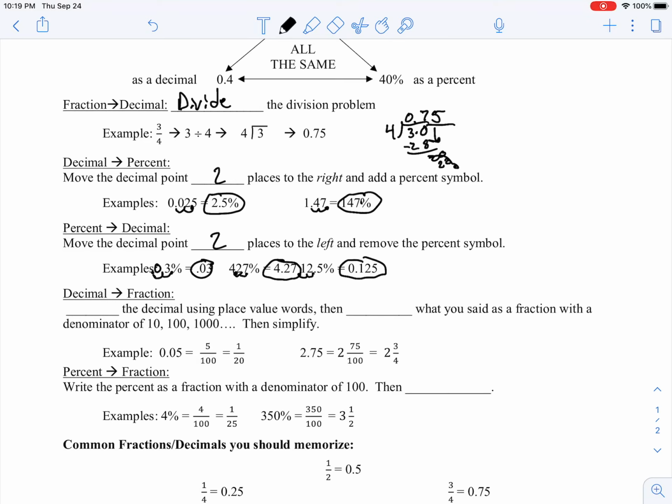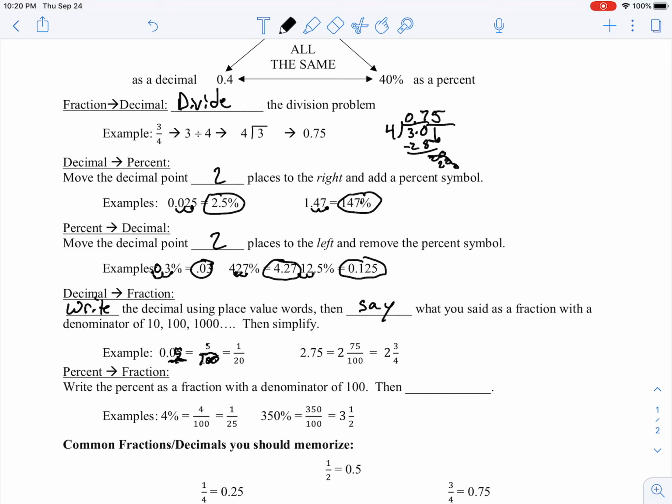So in order to turn a decimal into a fraction, we're going to write the decimal using place value words, and then we're going to use what we said as the fraction with the denominator of 100. So 0.05, we're at the tenths and 100ths place. So there's our denominator of 100. And we are having 5/100ths. So that's how they get there.